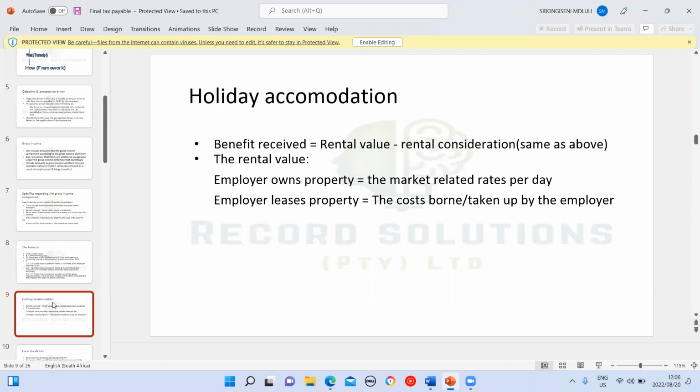So in terms of the holiday accommodation, this one is a simpler calculation. It is also a fringe benefit when the employer gives you this holiday accommodation, but the calculation is much simpler than the free residential accommodation. The benefit received formula here is the same: rental value minus rental consideration. The rental value depends. If the employer owns a property, it will be the market related rates per day. And if the employer leases the property, it will be the cost borne by the employer.